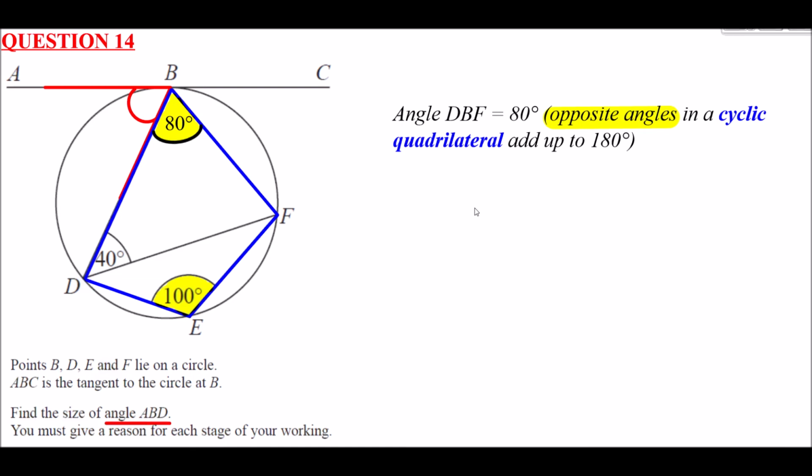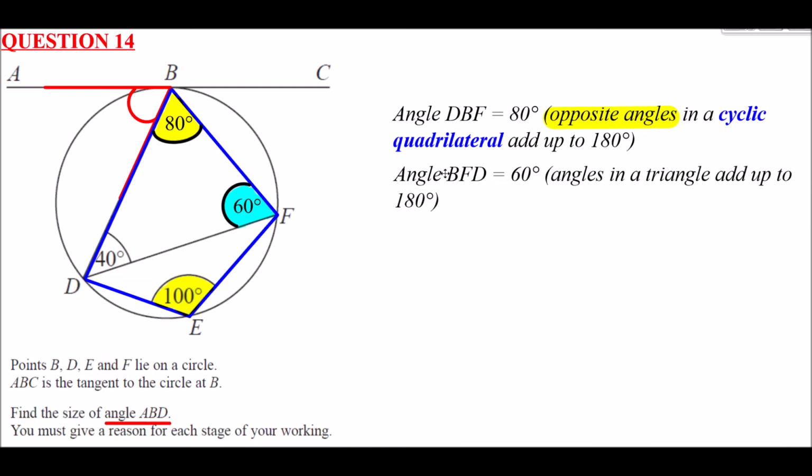The next one's a bit simpler. Look at this here. This makes a triangle. So 80 plus 40 plus something needs to add up to 180 degrees. 80 add 40 is 120. Therefore, this angle at F must be 60 degrees because angles in a triangle add up to 180. So as obvious as that might be to you, you need to explain it to the examiner to give them all the possibility you can of giving you more marks. So then we say the angle BFD is 60 degrees because angles in a triangle add up to 180.